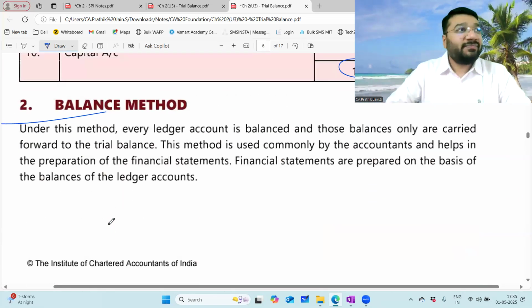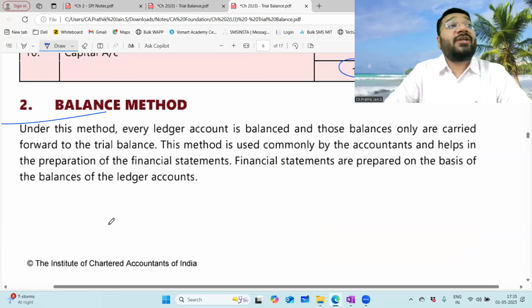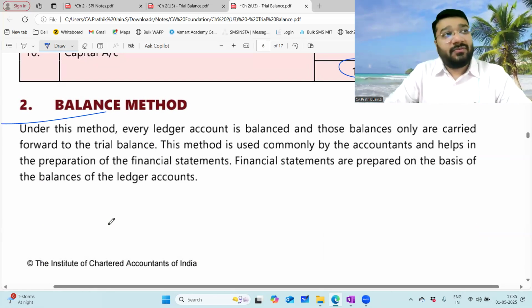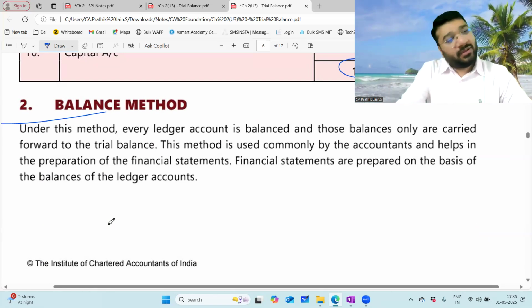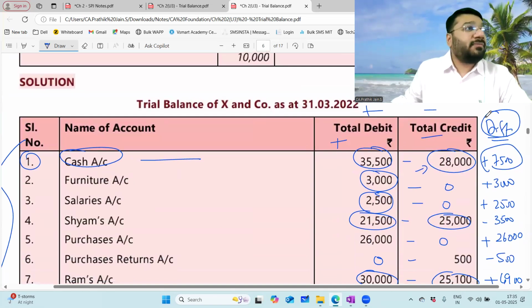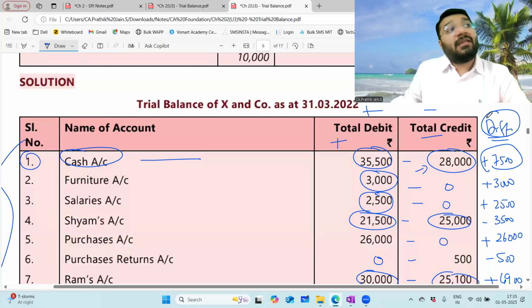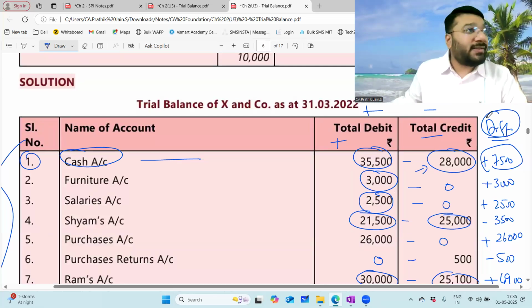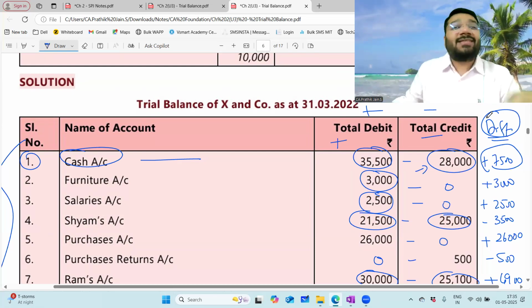Sir, if in this method we take debit, credit, and balancing, one more column, then we get the balance. Correct. We're not doing this difference column. I did it out of my own interest. If we add the balance column in this method, then there is no difference between that and this method. Both are the same. That's why I said this is a useless method.